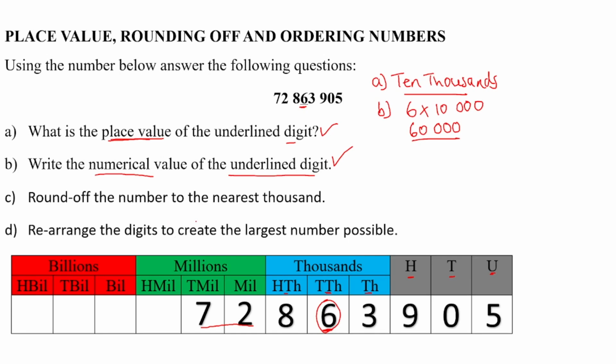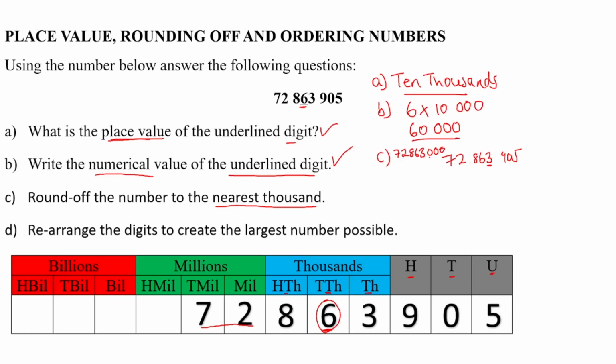Right, we are required to round off this number to the nearest 1,000. What do we mean by that? This number, 72,863,905, is between which thousands? Is between which thousand? This 1,000 here, we have the 3 here. This is like 3,905. So 3,905 is between which thousands? It is actually between 72,863,000 and 72,864,000. Okay, let's write them here.